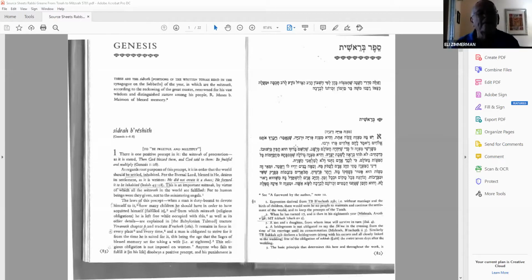So that's where he now begins to explain, and that's what he wants us to understand. So notice where I've marked in the English there: it is in order that the world should be settled and inhabited. So same basic root reason for the purpose. Why, we ask? Because he cites then another verse from Isaiah.